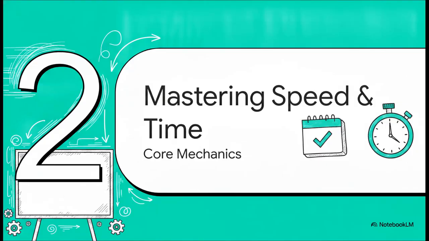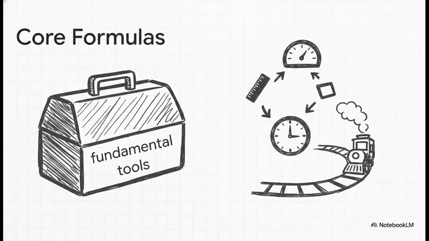Moving on to Section 2, Mastering Speed and Time, Core Mechanics. Now, these are your absolute fundamental tools. Speed is just the rate of change of distance over time. When you get a scenario, pause and ask, what's given? Well, distance and speed. Okay, what's required? Time. So the crucial takeaway here is that when a question gives you a set distance and a speed, your go-to move is to use time equals distance divided by speed.